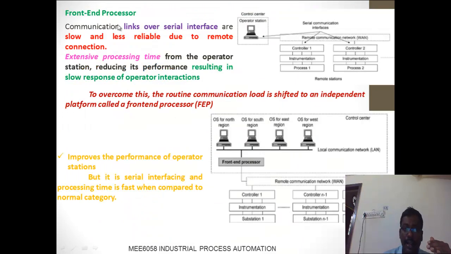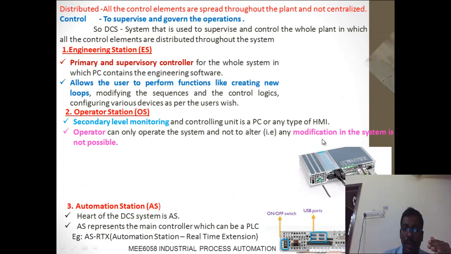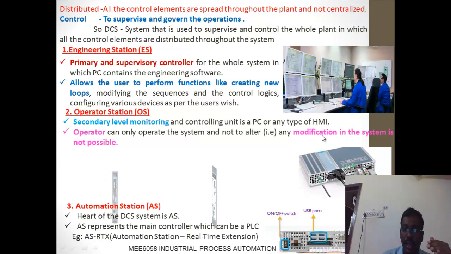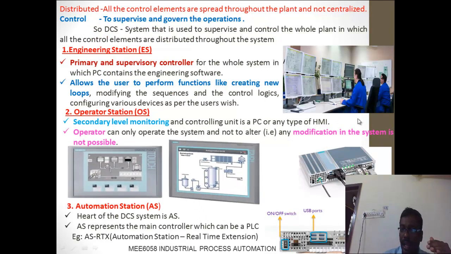We can see the front end processor. From the front end processor, we have a number of processors. Am I correct? So what happens here? The front end processor is located in some other area, for example in the server room. From the front end processor, we have different operator stations, and a single operator can monitor different operator stations, which are located in different geographical areas.